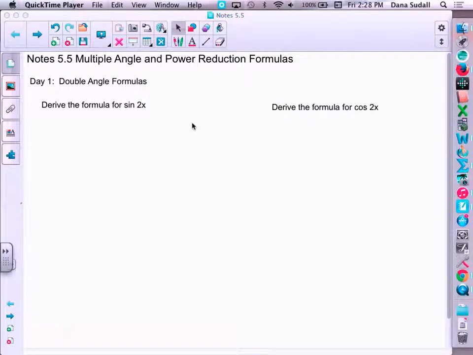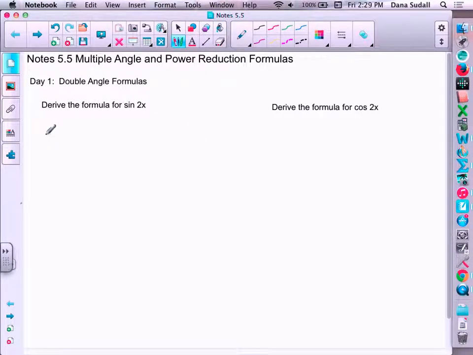All right, so we're going to come up with the formulas for double angle identities. Double angle identities are identities where your angle is doubled or multiplied by 2. So we can use the sum identities that we already know to figure out the formula for the double angle identity. So sine of 2x I can rewrite as sine of x plus x.